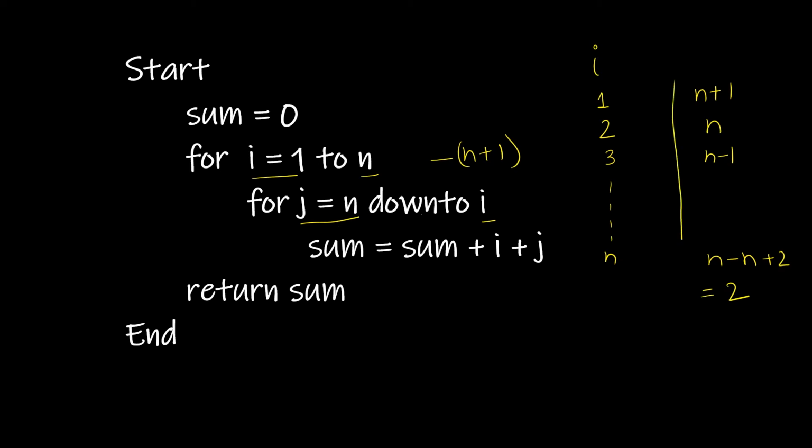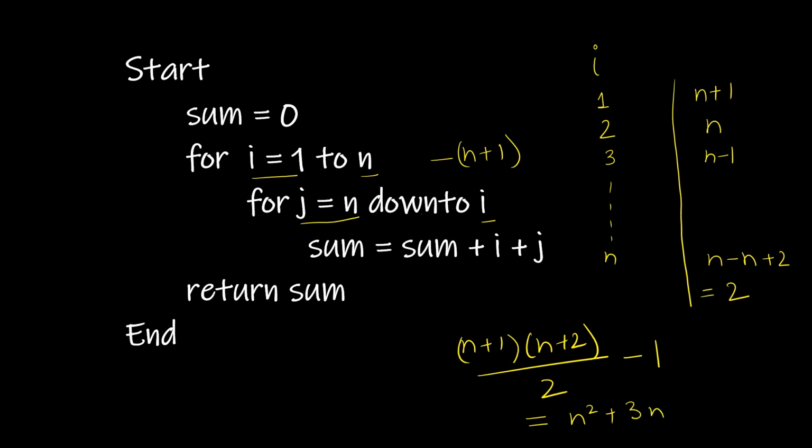We have to find the sum of all these numbers to find the total number of times our second for loop will run. We can find the sum of all these numbers by finding the sum of n plus 1 natural numbers and subtracting 1 from it. So the sum of all these numbers will be (n plus 1) times (n plus 2) divided by 2 minus 1, which equals (n square plus 3n plus 2 minus 2) divided by 2, which equals (n square plus 3n) by 2.